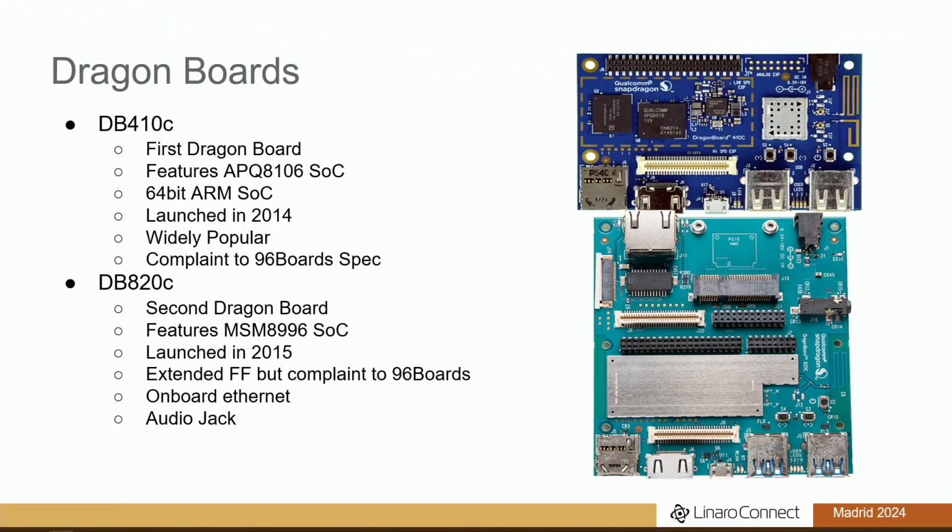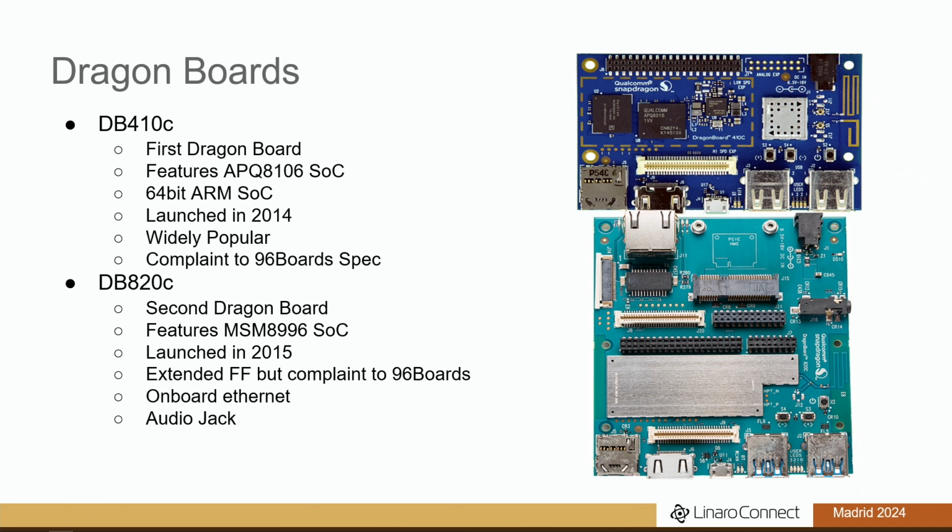Yeah, so first on this side, we have Dragon boards, which you might be very familiar with. The first Dragon board was Dragon board 410C. It features the APQ 8106 SoC. This was launched way back in 2014. It, in my opinion, is quite a widely popular board, and it was compliant to the 96 board spec. So it found its way into lots of industrial applications. There's a good community forum which was built around it, and Linaro was very instrumental in helping to do that.